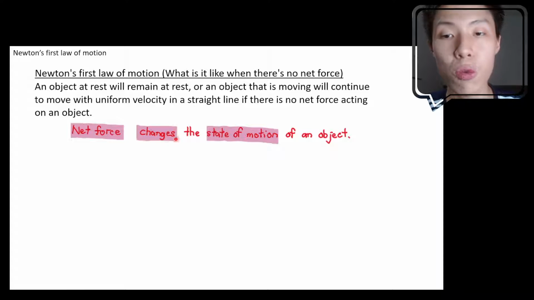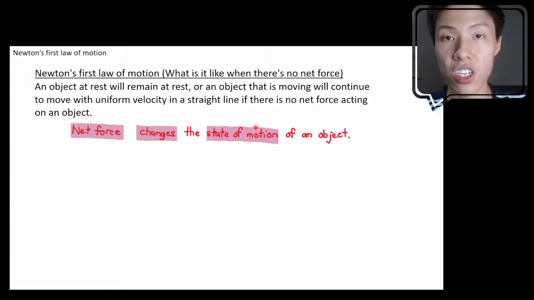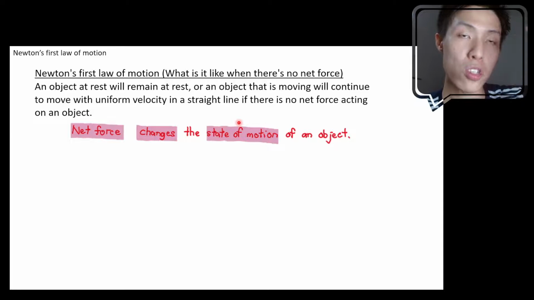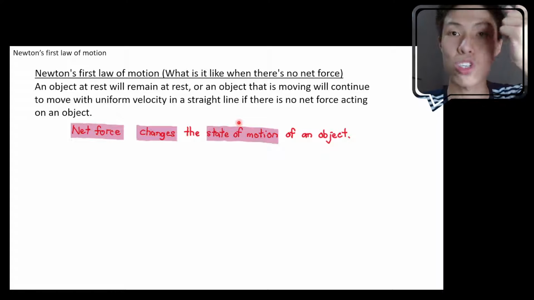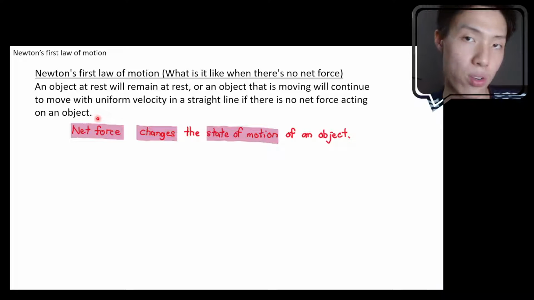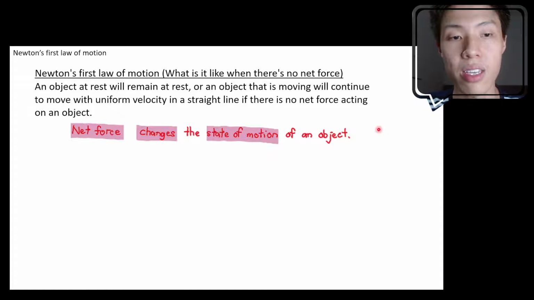So if the state of motion changes, then that means the velocity changes. If it speeds up or slows down or changes direction, that means it changed the state of motion. So if you see things speed up or slow down, or you see things change direction, because change of direction is also change of state of motion, then that means there is net force acting on an object. If there's net force, then you can observe things like speed up, slow down, or change direction. So that's the statement we learned in the overview.